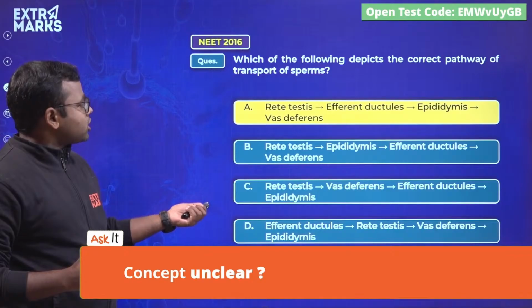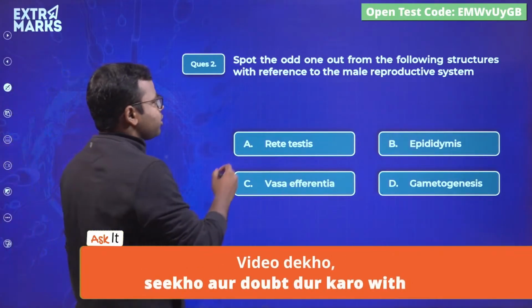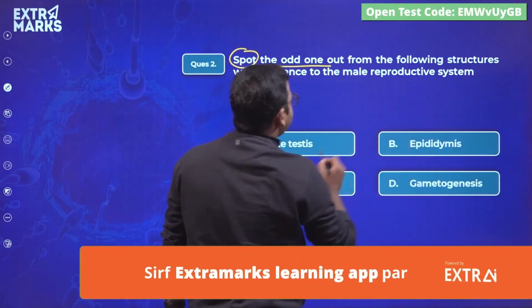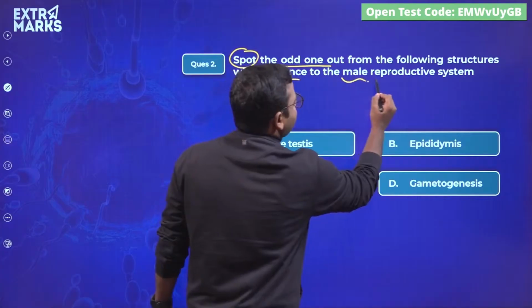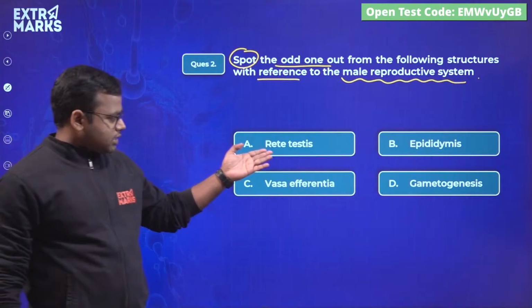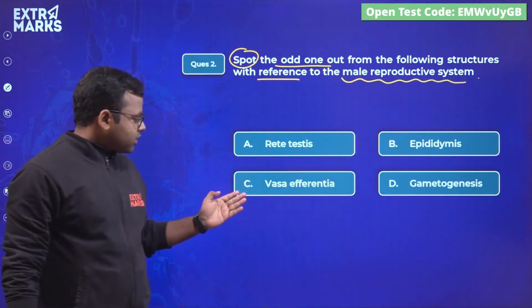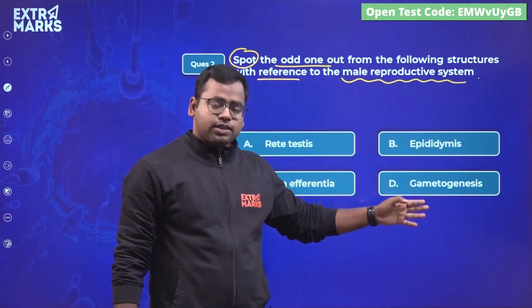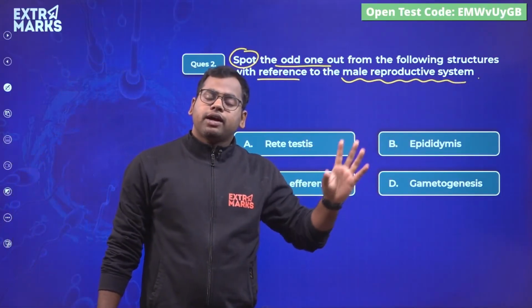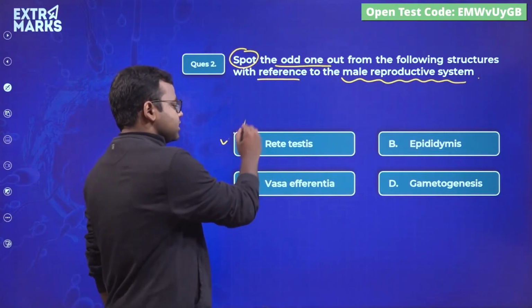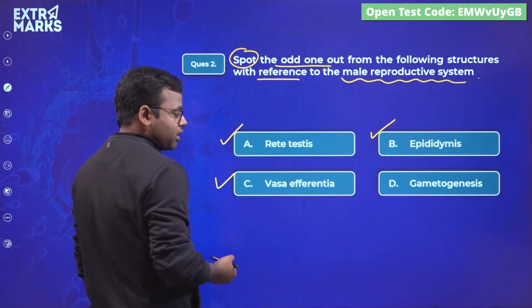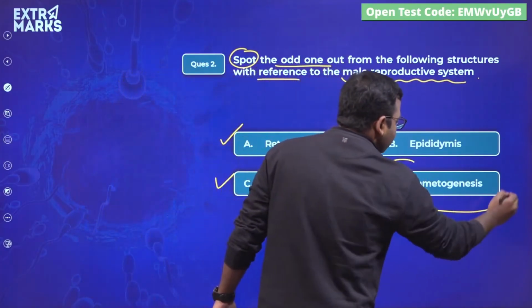Moving ahead now with the next question on your screen. The question is: spot the odd one out from the following structures with reference to the male reproductive system. Option A, rete testis; B, epididymis; C, vasa efferentia; and D, gametogenesis. Champions, you can see these 3 structures are of the male reproductive organ. Rete testis is there in the testes, and epididymis and vasa efferentia are also in the male reproductive system. Gametogenesis is the odd one out.